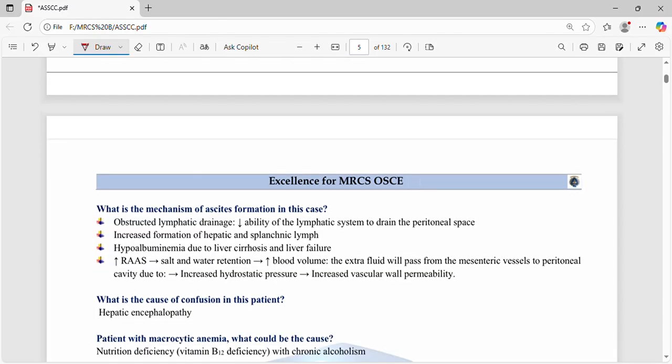What is the mechanism of ascites formation in this case? Obstructed lymphatic drainage, decreased ability of the lymphatic system to drain the peritoneal space, increased formation of hepatic and splanchnic lymph, hypoalbuminemia due to liver cirrhosis and liver failure, and increased renin-angiotensin system activity with salt and water retention and increased blood volume. The extra fluid passes from the mesenteric vessels to the peritoneal cavity due to increased hydrostatic pressure and increased vascular wall permeability, and there will be ascites. For ascites you will always give spironolactone. Spironolactone is potassium sparing.